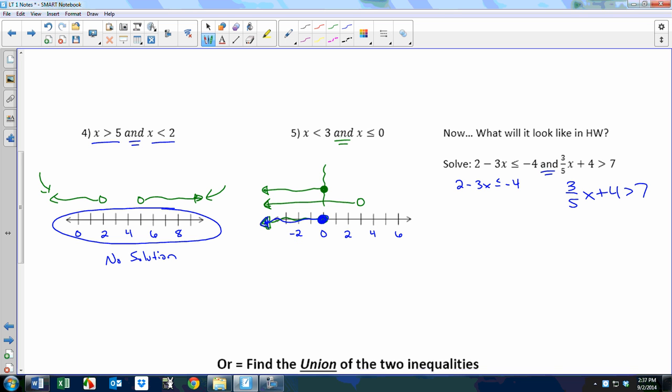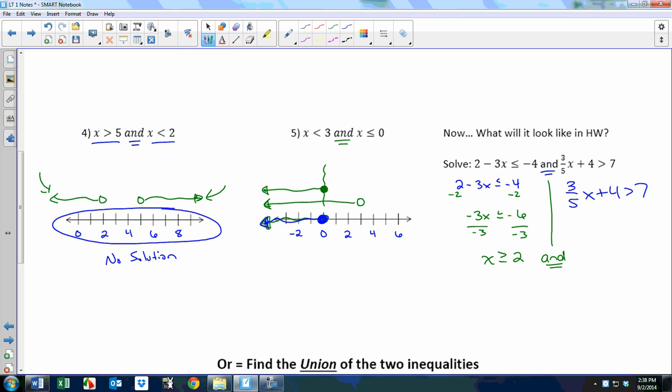First step would be, that's a positive 2, so we're going to subtract 2 to both sides to get x by itself. So -3x is less than or equal to -6. Divide by -3, and if you divide by a negative, you have to flip the inequality, and -6 divided by -3 is 2. I'll go ahead and bring the word down, and, so I don't forget.